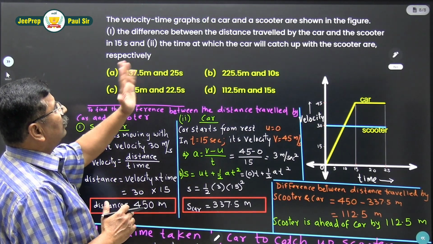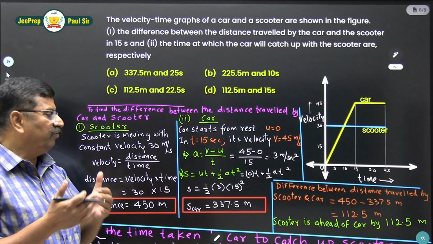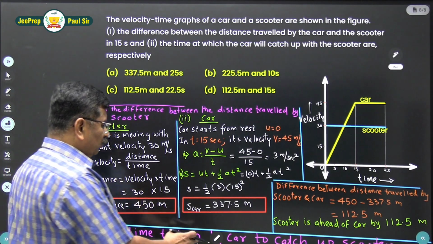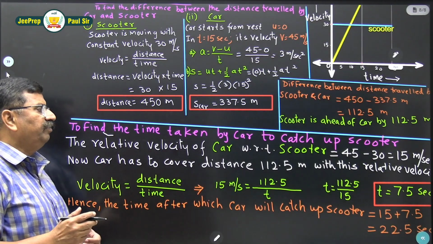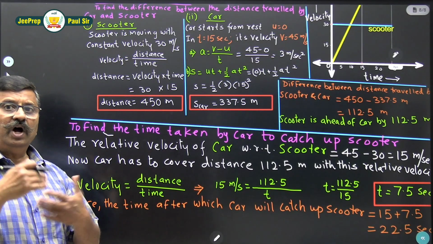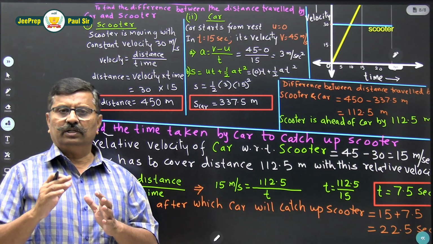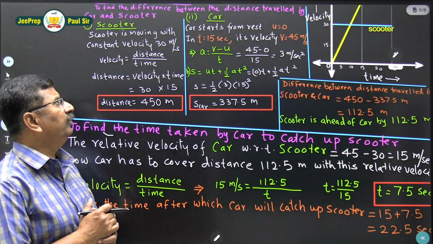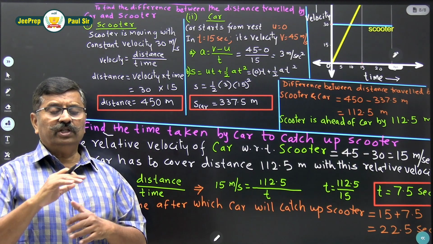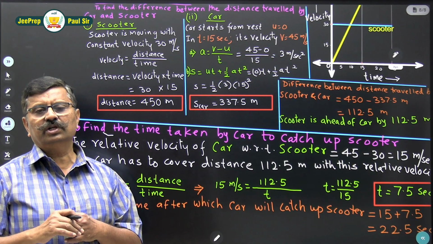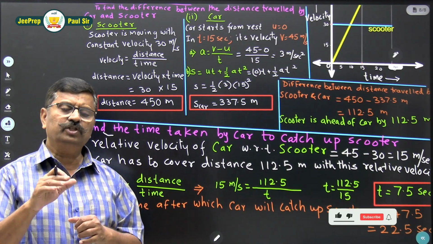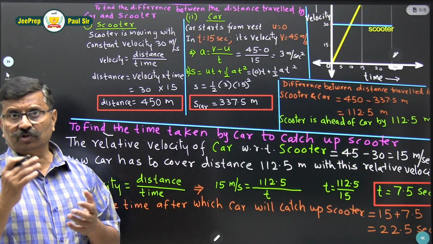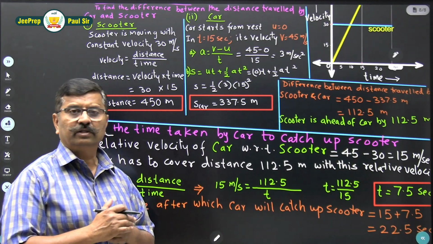Now we want to calculate the time at which car will catch up the scooter. Now we have already come to know that scooter is ahead of car. By how much distance? 112.5. Now we will find out the time taken by the car to catch up the scooter. Now after 15 seconds, scooter is moving with the same speed, that is 30 meter per second, and car is moving with 45 meter per second. So what is the relative velocity of car with respect to scooter? That is 15 meter per second. That means car is moving 15 meter per second faster than the scooter. Okay, and now car has to cover a distance of 112.5 meter.